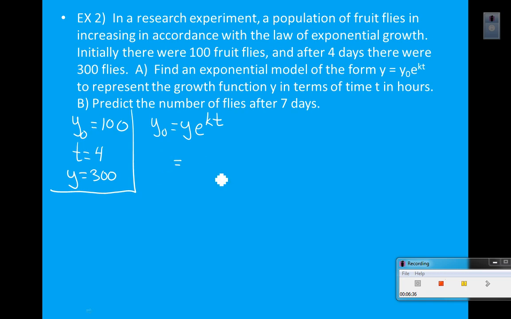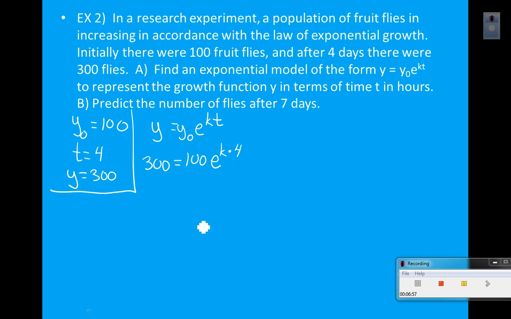In place of y, let me plug, I wrote this backwards here. That's what I did to get in a hurry. I got my y and my y sub 0 there. You probably caught that before I even said anything. So in place of y, let me plug my 300 there. Let me plug my 100 there. e to the k times 4.